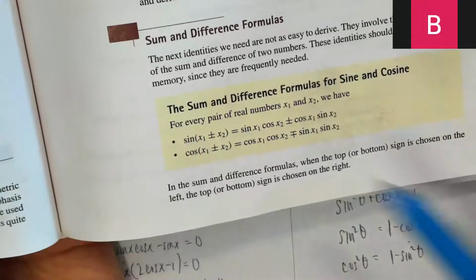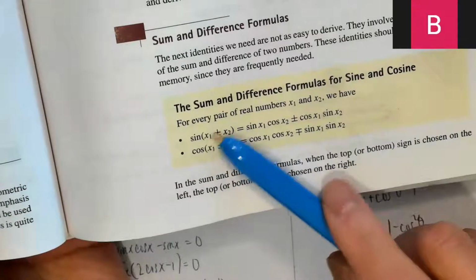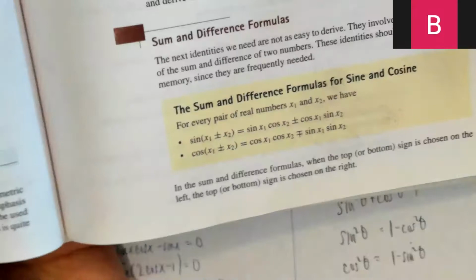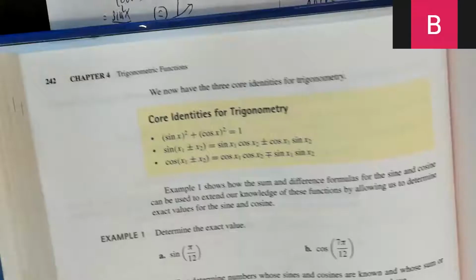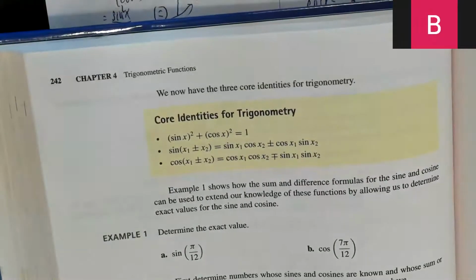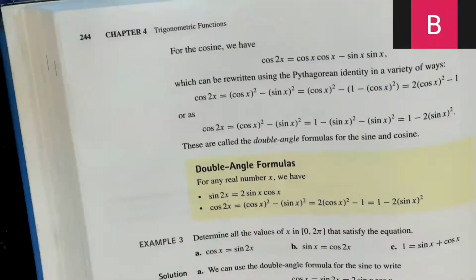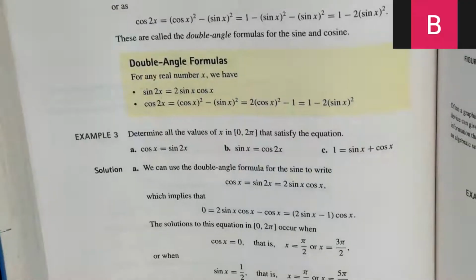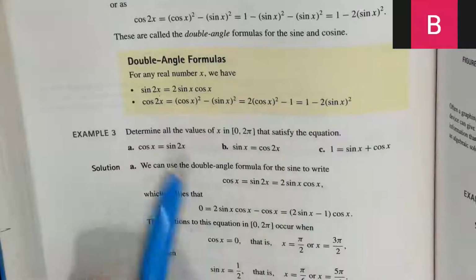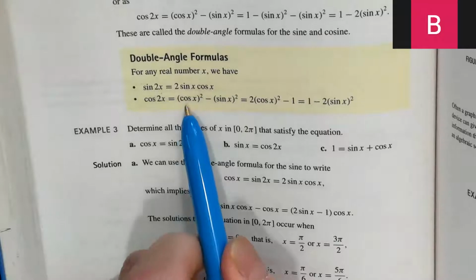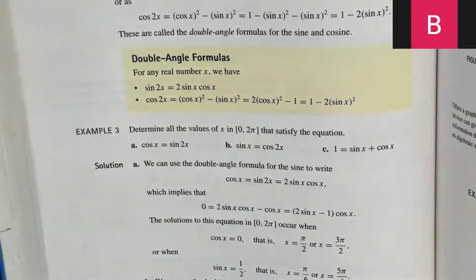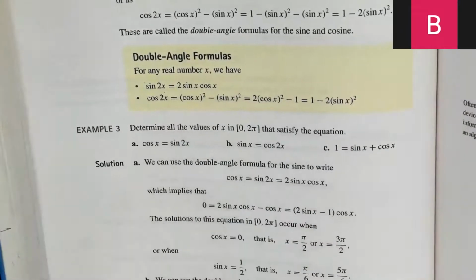Sum and difference formulas. I don't really like x1 and x2. I did a and b, but technically this is correct. And this kind of combines it already, so we already saw these. And then the double angle formulas, page 244. Sine of 2x is 2 sine x cosine x. Cosine 2x is cosine squared x minus sine squared x. And you have two other alternate forms.